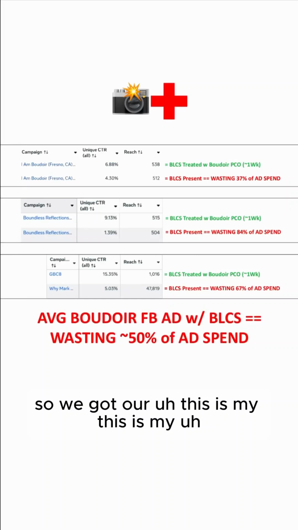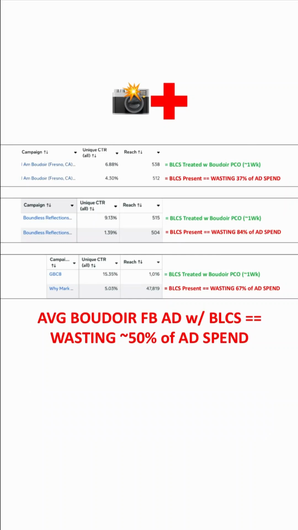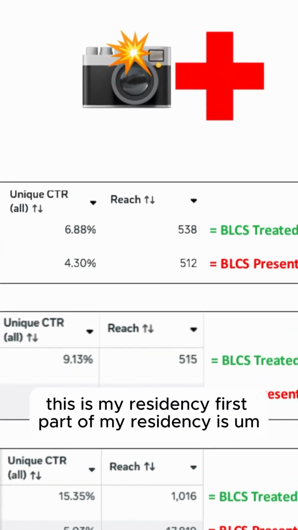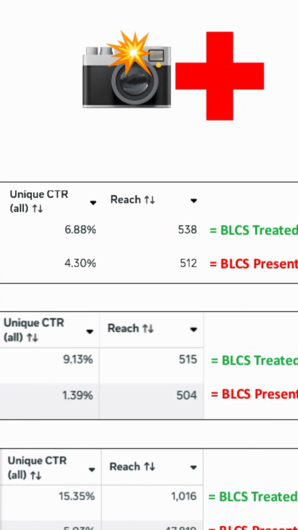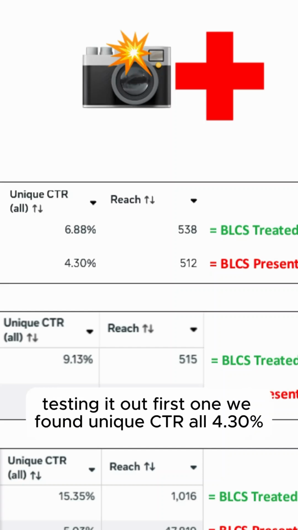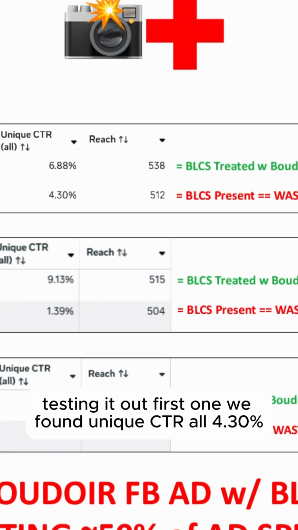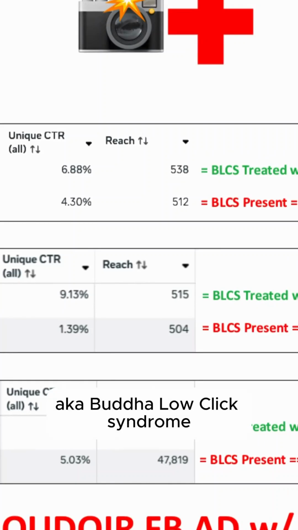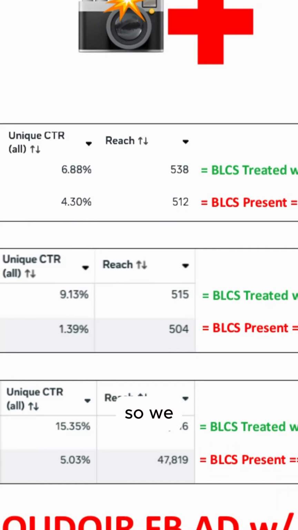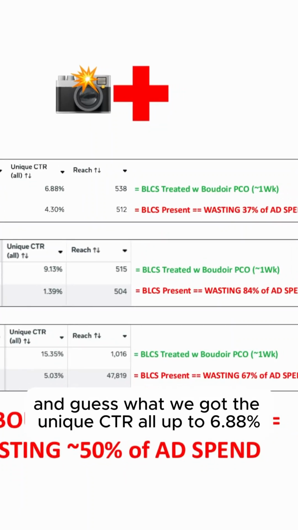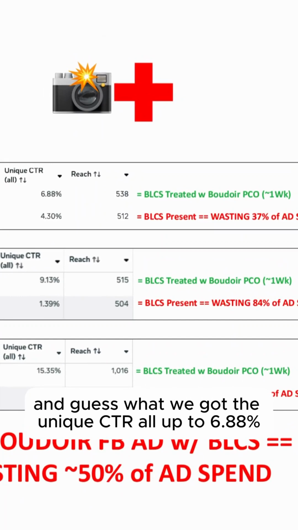So this is my residency. The first part of my residency is finding a Boudoir Facebook ad out there, bringing it back to the hospital, and testing it out. The first one we found had a unique CTR all of 4.30%, so under 6%. We know that BLCS is present, aka Boudoir low click syndrome. So we got the treatment, treated with Boudoir Pico. It takes about a week. And guess what? We got the unique CTR all up to 6.88%.